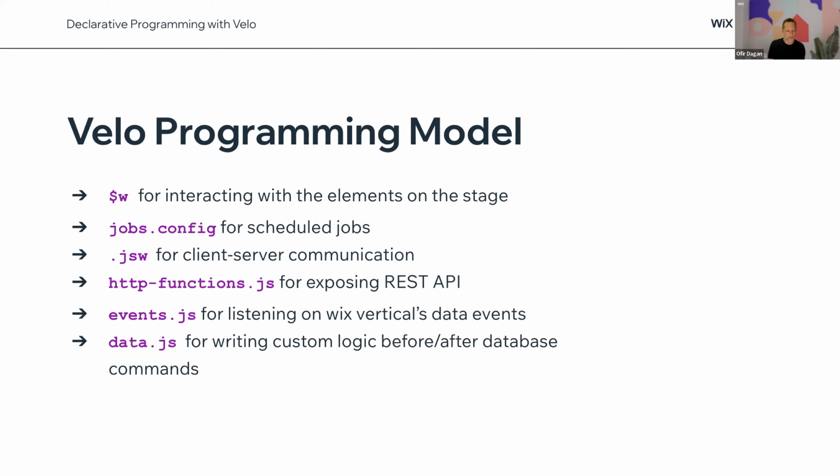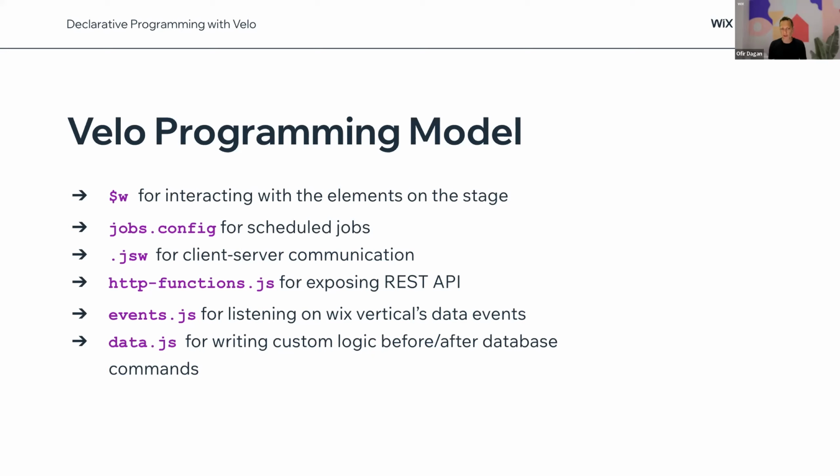I'm sure you are all aware of it, and if not, I really urge you to look it up. It's really cool. If you want to expose a REST API, we have the http-functions.js file. We also have the events.js file. It's a special file for listening to Wix vertical data events. For example, an item was added to a cart, there was a checkout, there was any event basically that might be interesting to you. You can register it in the events.js.